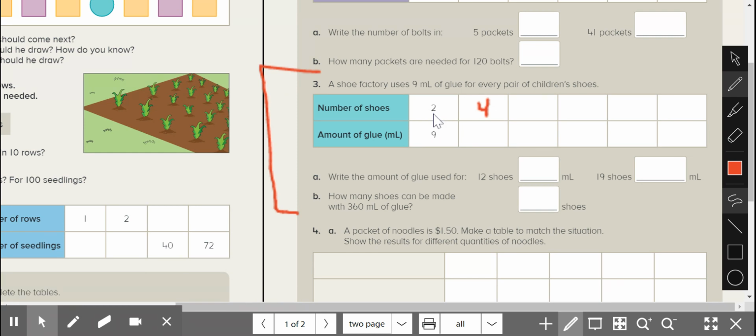If we have 2 shoes and we go to 4 shoes, we've doubled this number. We could also double the amount of glue that's needed. If it takes 9 milliliters for 2 shoes, we'll need 18 milliliters for 4. Well, let's pull this apart a little bit more, because we're going to come up with some bigger numbers. We're going to need to figure out how to come up with our answer.